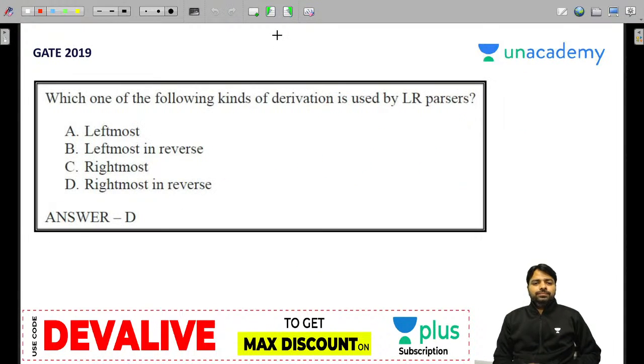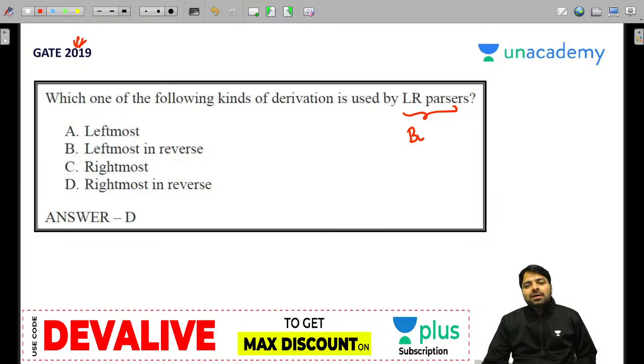Okay, next one. Which one of the following kinds of derivation is used in LR parser? Guys, 2019 question. LR parser is a bottom up parser, right? You can even call it an SR parser, and LR parsers use rightmost derivation in reverse. Clear? Such questions are very easy in the exam. Please don't ignore this subject, and most of the questions can be done without using pen and paper.